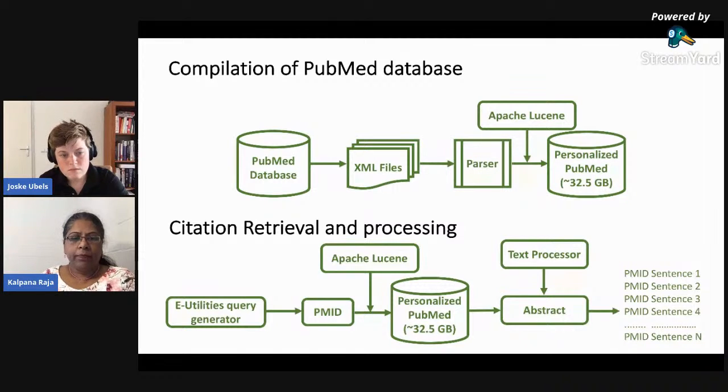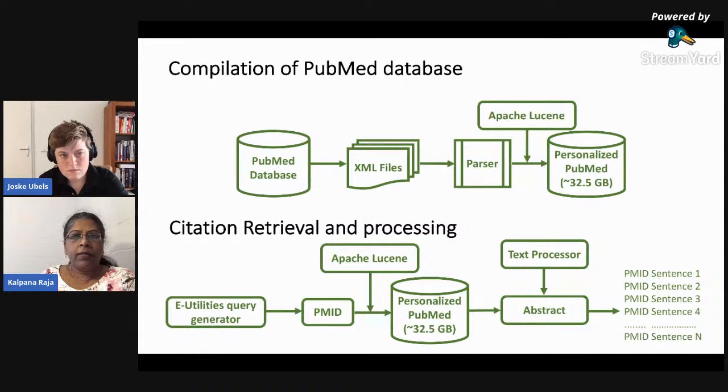So the first step is citation retrieval and processing. As I mentioned earlier, we are not going to deal with all the 30 million articles. We will get a subset. Here I'm going to say how we can get the subset and what we are going to do with that. There is something called eUtilities. Using this, we write the query to get PubMed IDs which we are interested in.